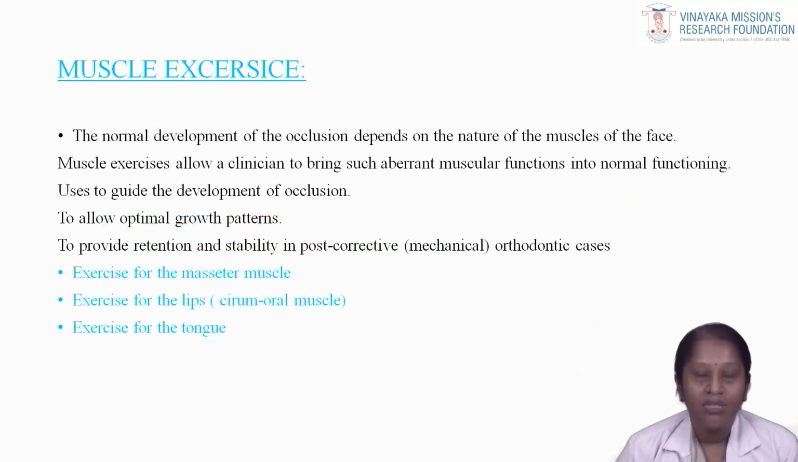We can give some muscle exercise in case of kids having hypotonic lips. The normal development of the occlusion depends on the nature of the muscles of the face. Muscle exercise allows a clinician to bring aberrant muscular functions into normal functioning. It is used to guide the development of the occlusion, to allow optimal growth patterns, and to provide retention and stability in post-operative mechanical orthodontic cases. There are some exercises we can give in the mixed and deciduous dentition period: exercise of masseter muscles, exercise for the lips and circumoral muscles, and exercise for the tongue.